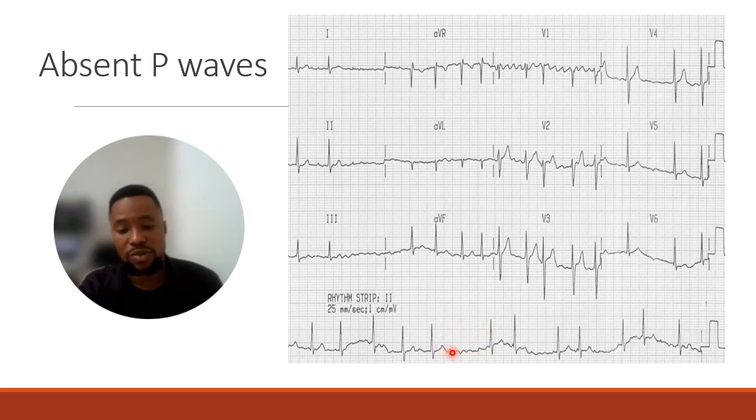So you could see that they are fibrillatory waves. These fibrillatory waves, you see them more in V1 and in lead 2. This is a lead 2 rhythm strip. The same lead 2 you have here is what you have here.